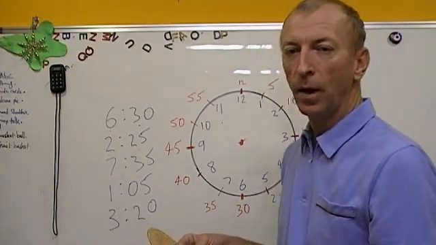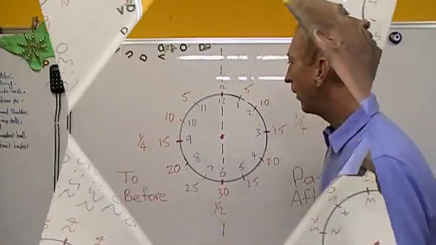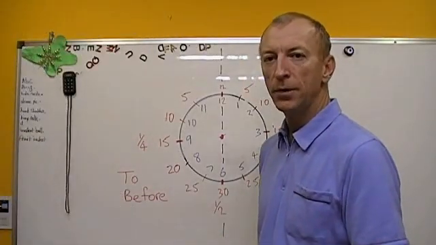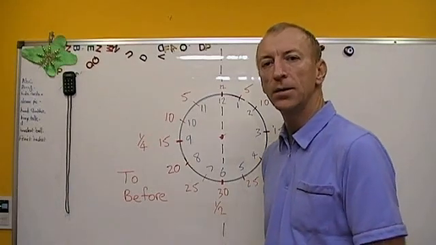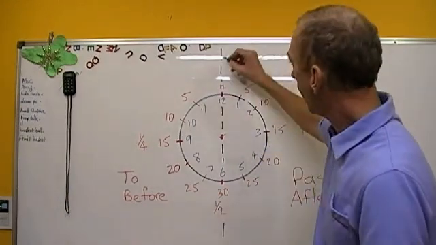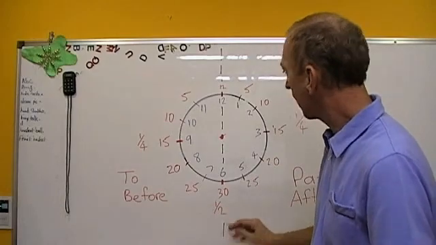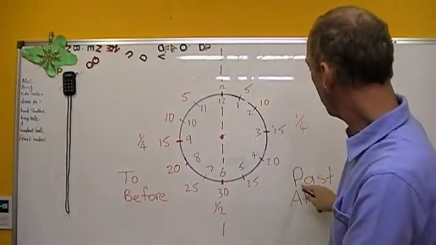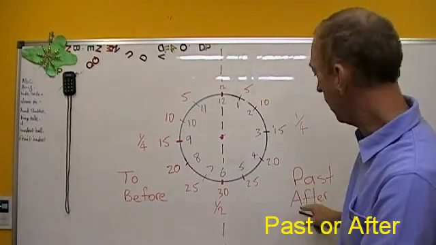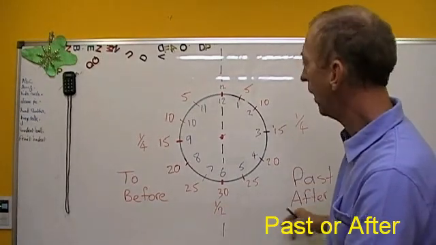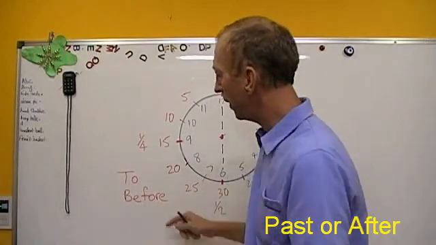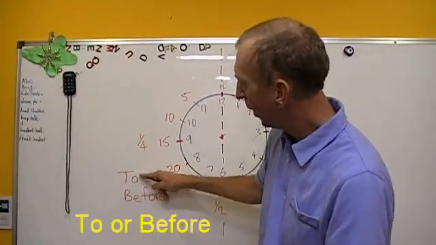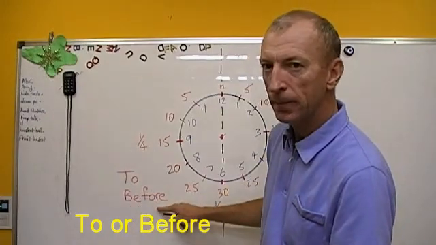Now let's have a look at method number 2. Now, the second method of telling the time, what we have to do is divide our clock into 2 halves, right down the middle like this. Okay, now everything on the right hand side here we refer to as past or after. Everything on the left hand side here we refer to as to or before.